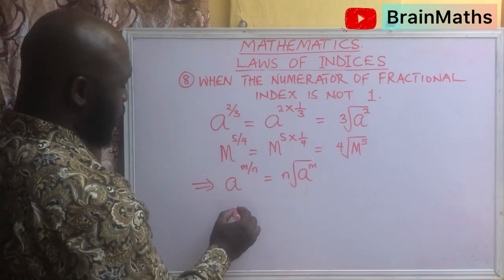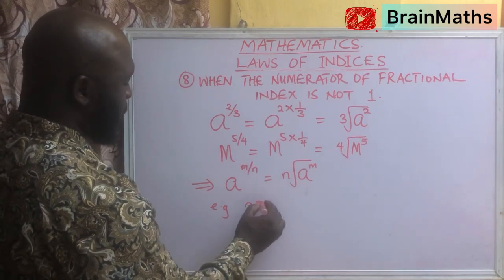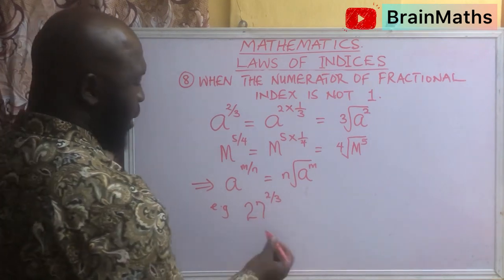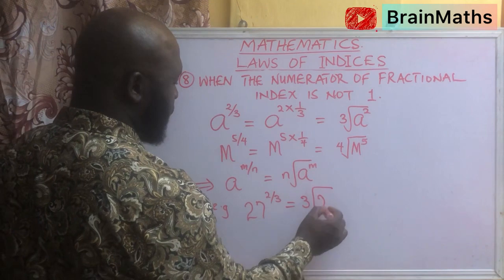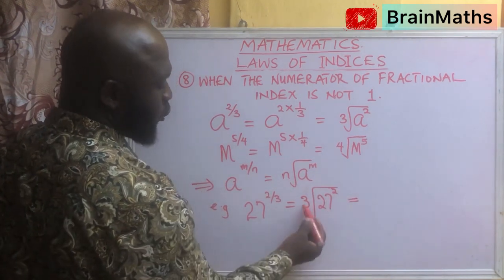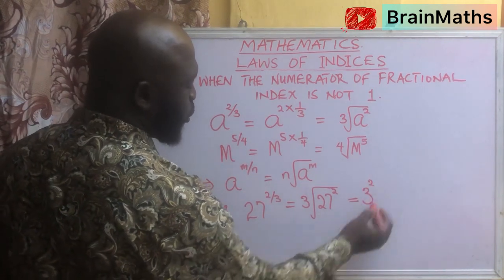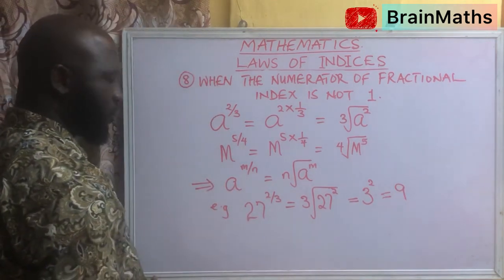So if we are given, for instance, as an example, 27 raised to power 2 over 3, we can rewrite this as the cube root of 27 raised to power 2. And the cube root of 27 is 3. We still have a power of 2. 3 raised to power 2 is equal to 9.